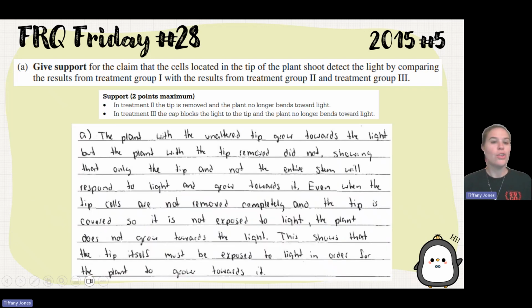Student said the plant with the unaltered tip grows towards the light, but the plant with the tip removed did not, showing that only the tip and not the entire stem will respond to the light and grow towards it. Even when the tip cells are not removed completely and the tip is covered, so it is not exposed to light, the plant does not grow toward the light. This shows that the tip itself must be exposed to light in order for the plant to grow towards it.